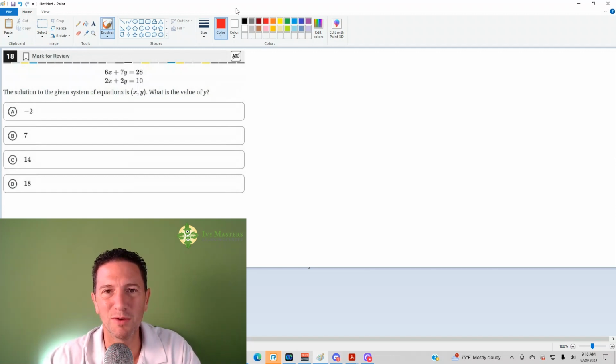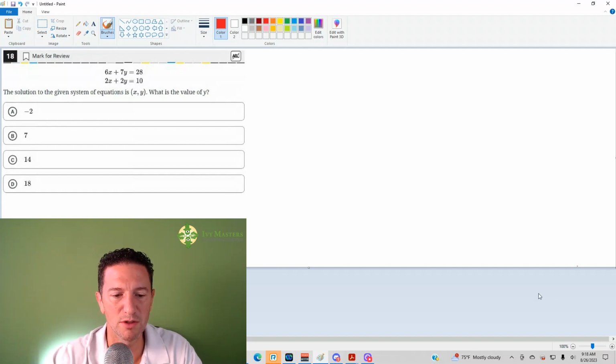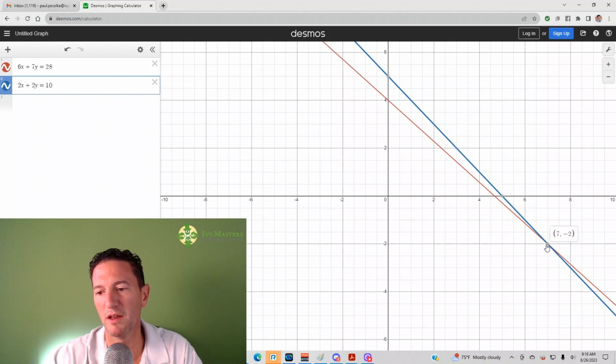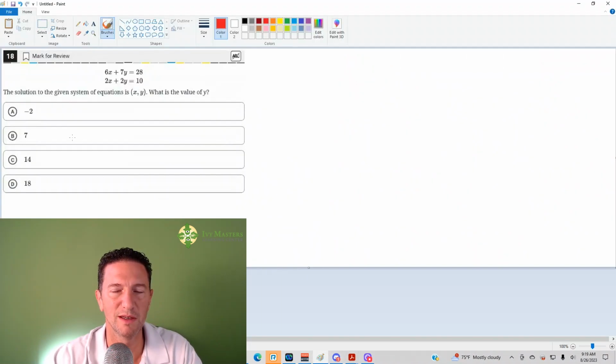So the easiest way to do it is just plug it into Desmos. If you plug it into Desmos, check out what happens. You get the intersection point over here. You just hover over it. It's asking for the value of y. It's -2. And then you just pick -2.